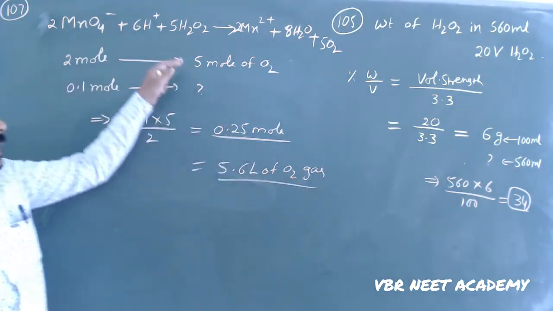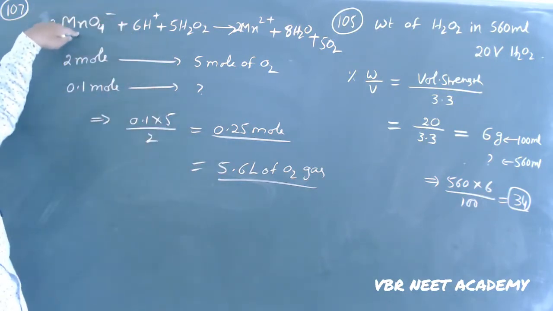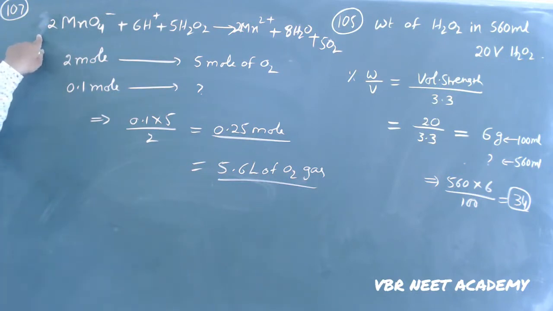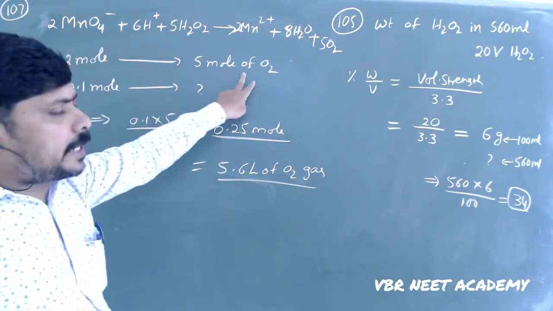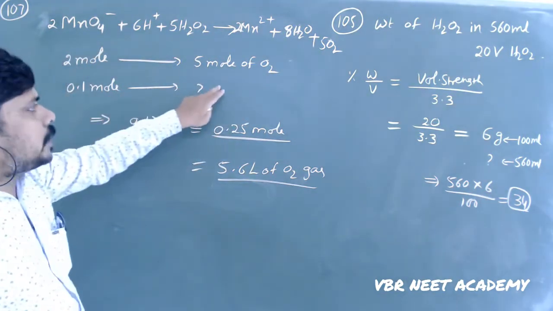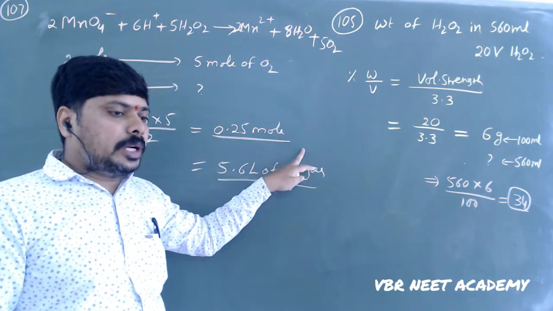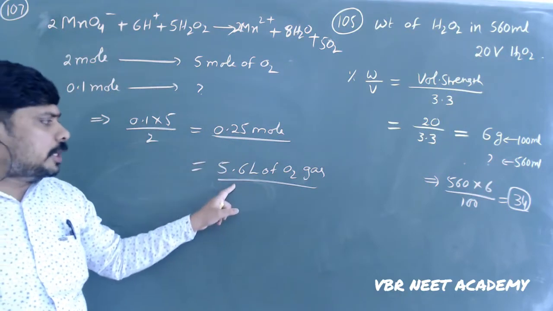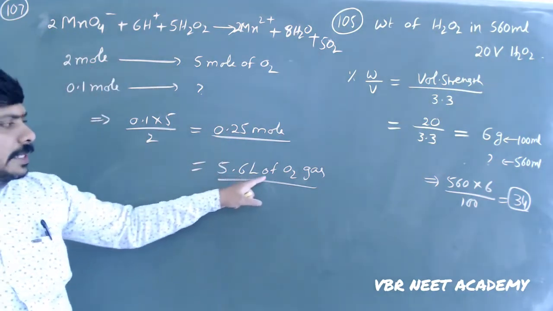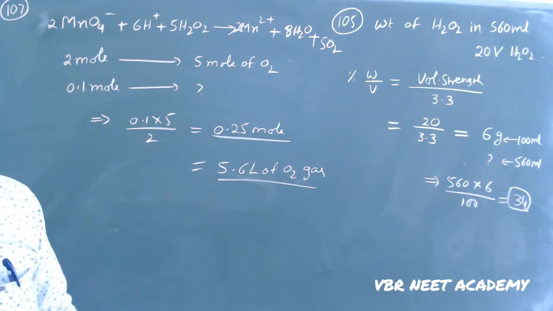Understood for everyone? They are asking the volume of oxygen liberated by 0.1 mole of permanganate. When they ask such questions, we are supposed to know the equation for that particular reaction. When permanganate reacts with the peroxide, we get 5 moles of oxygen, so 2 moles of permanganate liberate 5 moles of oxygen. So 0.1 mole liberates how many moles of oxygen? We calculated 0.25 mole. So 0.25 mole of oxygen occupies how much volume at STP? Normally 1 mole occupies 22.4 liters, so 1/4 mole occupies 5.6 liters. That's why 5.6 liters of oxygen gas is liberated by 0.1 mole of potassium permanganate. That's what you can understand from this one.